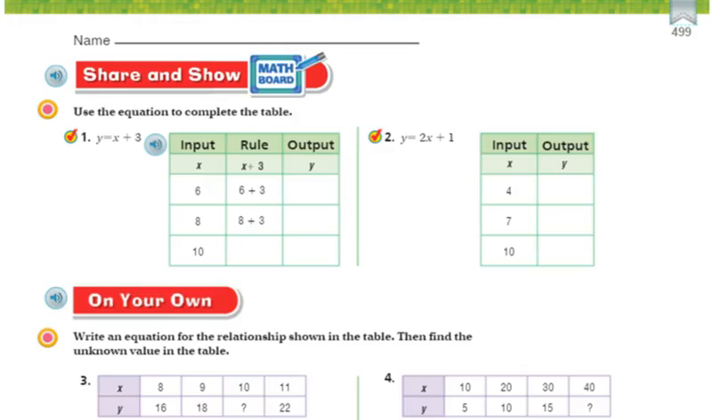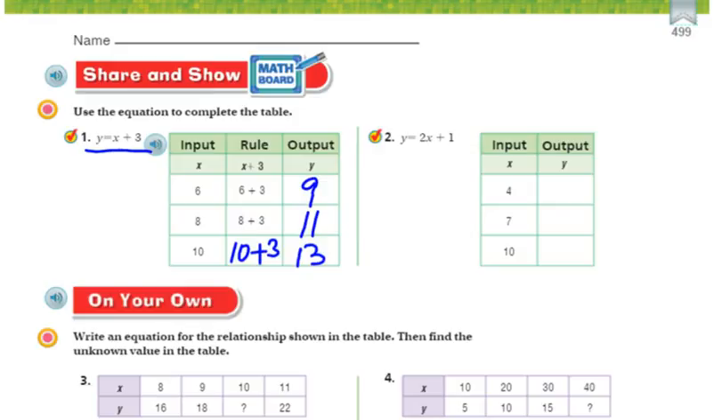Okay, so now we're going to practice a little bit. Use the equation to complete the table. So really when x is 10, we just add 3 and we would get 13. We're going through these and replacing x with this value. So our output over here would be 6 plus 3, which is 9. 8 plus 3 is 11.